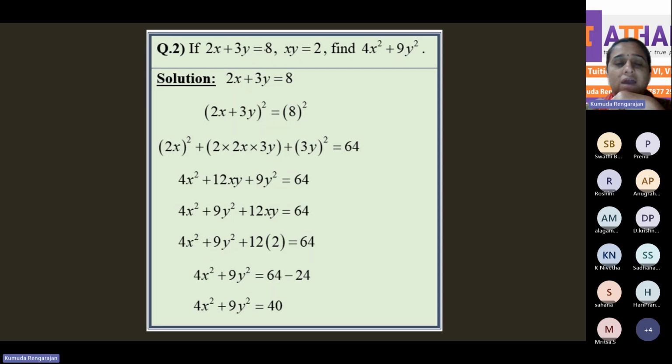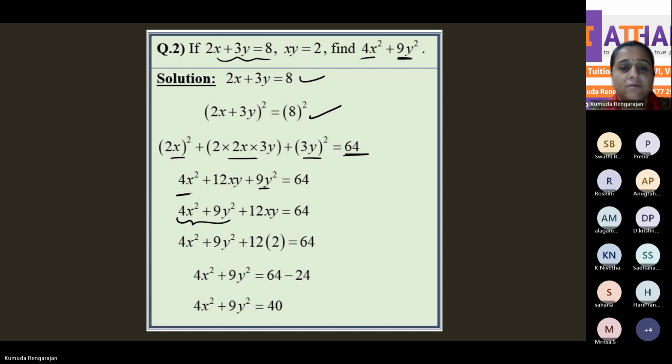So what I have done is I've taken up the equation given and I've squared it on both the sides. So squaring on both the sides, a square plus 2ab plus b square is equal to 64. Now we need to find 4x square plus 9y square. 4x square plus 9y square plus 12xy is equal to 64, but the value of xy is given 2. So 12 into 2, 24 goes to the other side as minus 24 and it's 40.